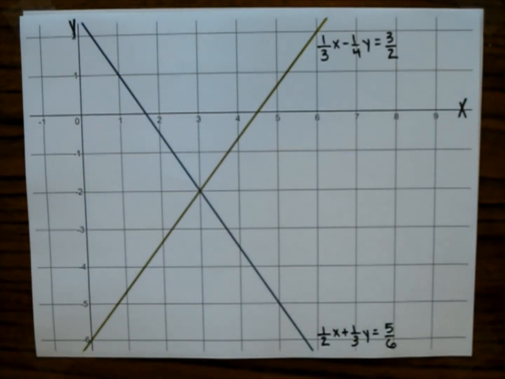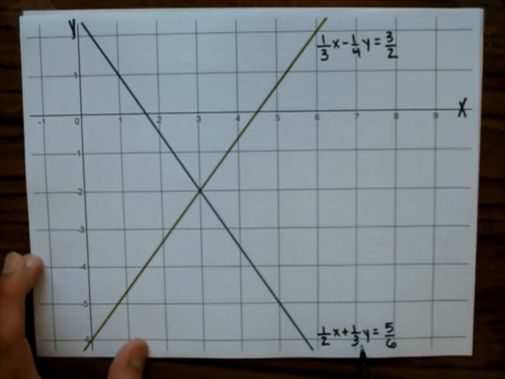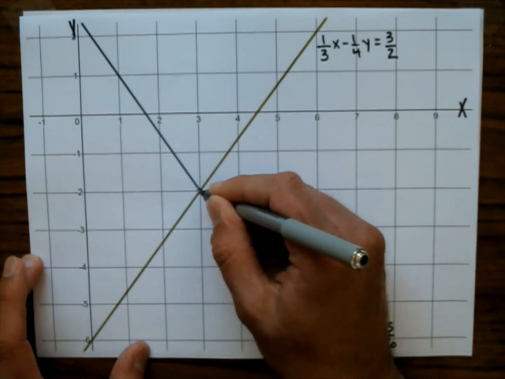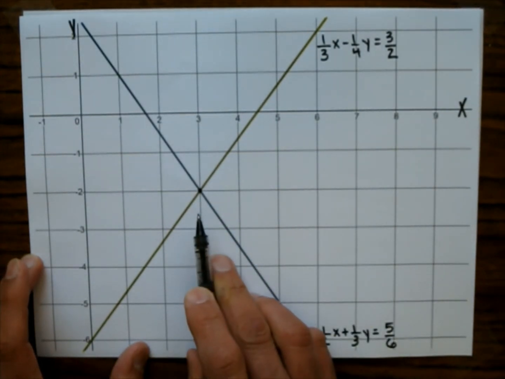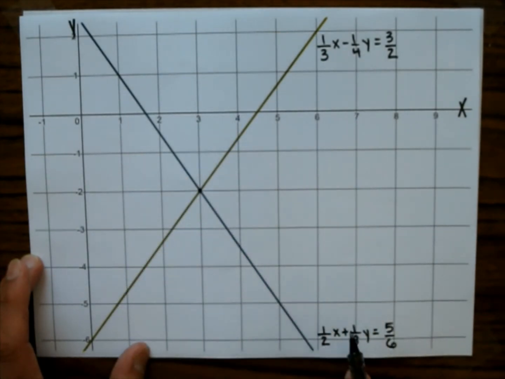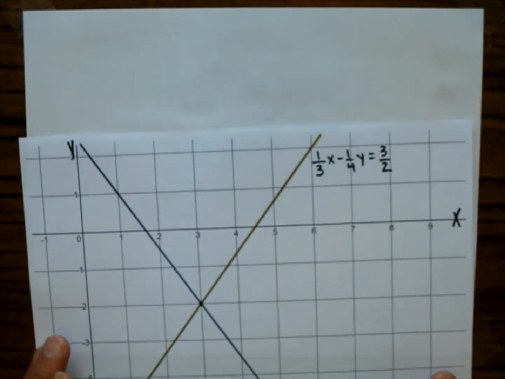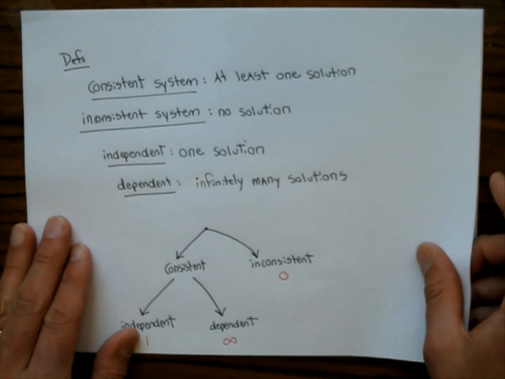So that was the top line, and this was the bottom line, and they intersect right there at the point (3, -2), just like we said. So in your homework, you don't have to do the graphs, but I'm showing the graphs because I know some of you guys are picture people, and you'd like to see the picture. And let's go ahead and look at some definitions.